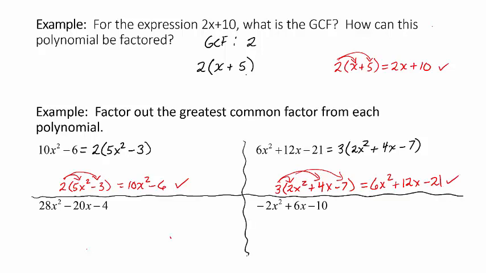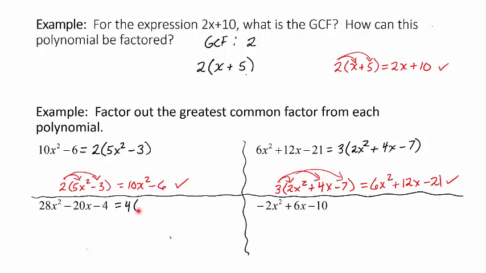Okay, so in this next example, similar kind of story, right? We only have variables in the first two terms, but not in the last one. So when we're looking at 28x squared minus 20x minus 4, among all those numbers, the first thing I look at is the smallest number, right, which is 4, right? So that might be the greatest common factor if it will divide 20 and 28 evenly, and it does, right? 4 times 5 is 20, 4 times 7 is 28. So I'm going to pull a 4 out.